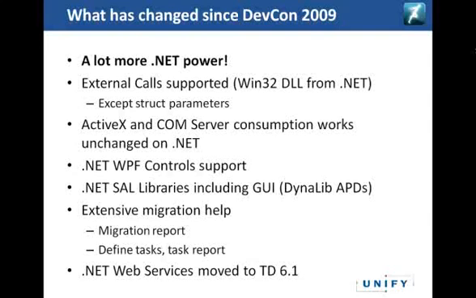And we added a lot of migration help, which is the migration or upgrade report, and then the define tasks and task report feature that allow you to organize your work better and to estimate what's necessary to get your application to .NET. The only thing we weren't able to deliver is .NET Web Services providing. That has moved to TD 6.1, and we will deliver that with the next release.